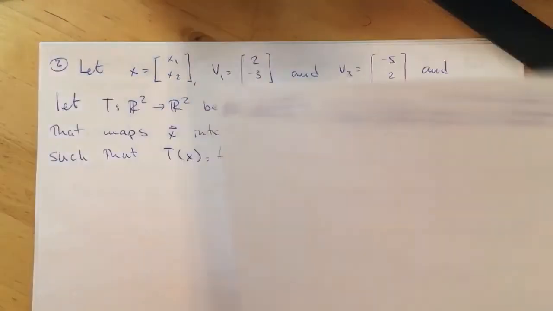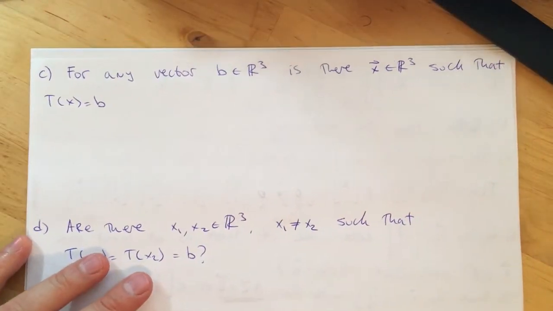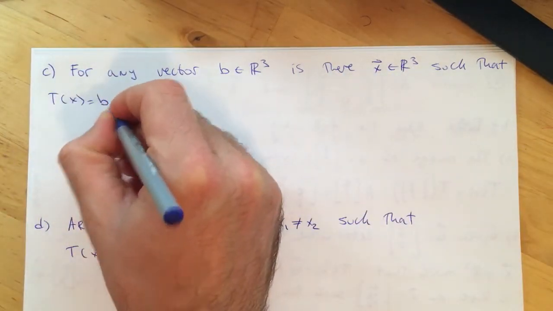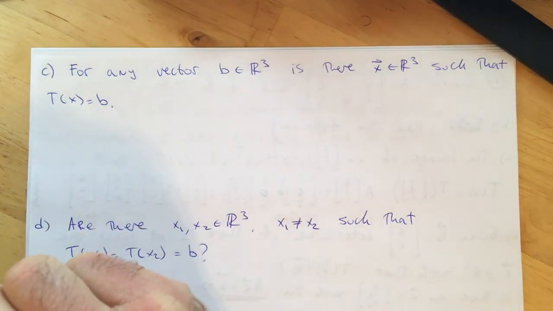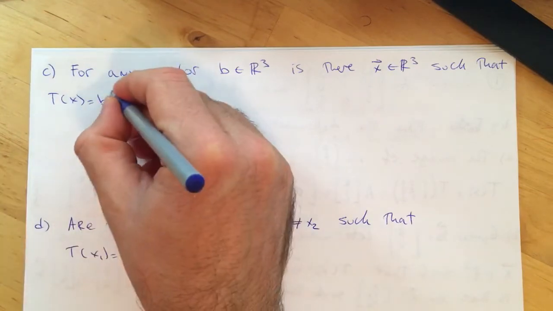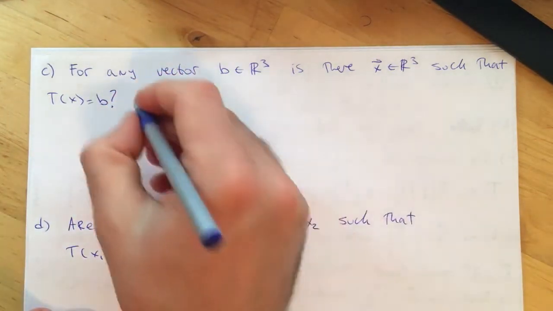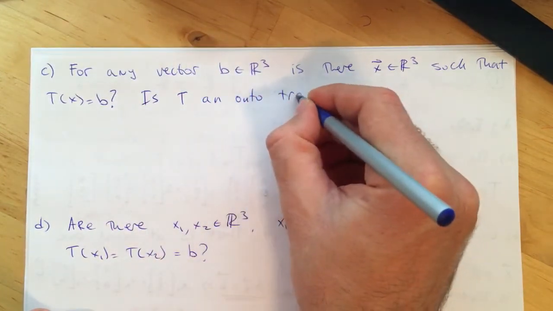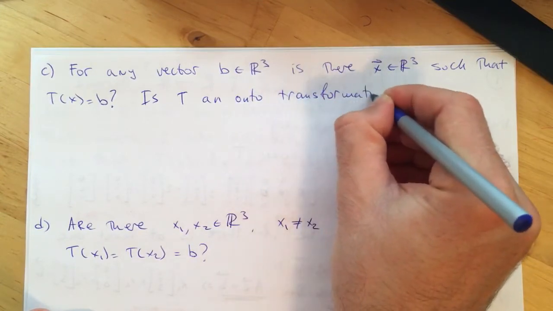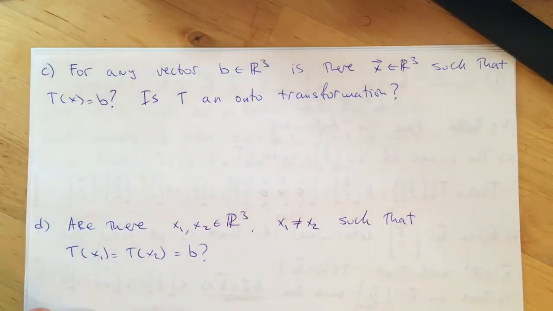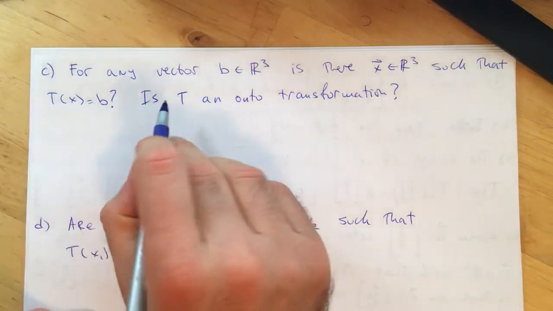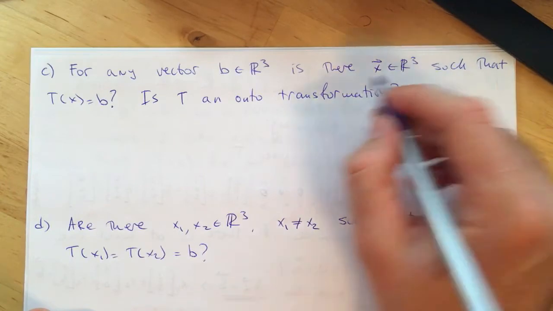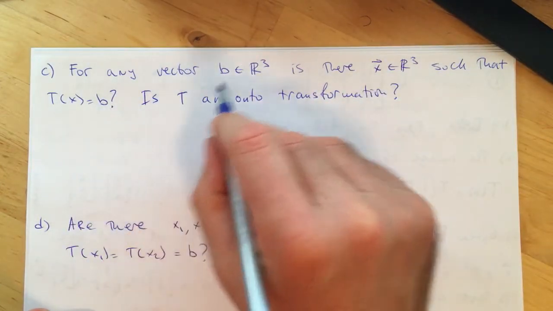Okay, so the next question is, for any vector b in R3, is there x in R3 such that T of x is equal to b? Basically, the question is, is T an onto transformation? T would be an onto transformation if the columns of the standard matrix A span R3.